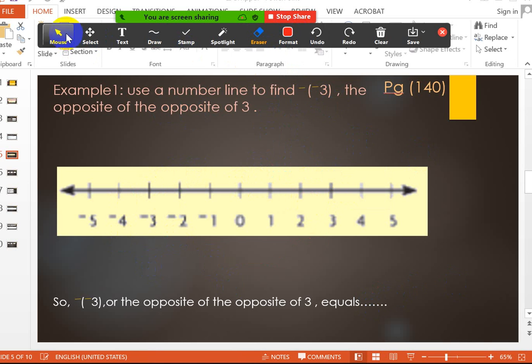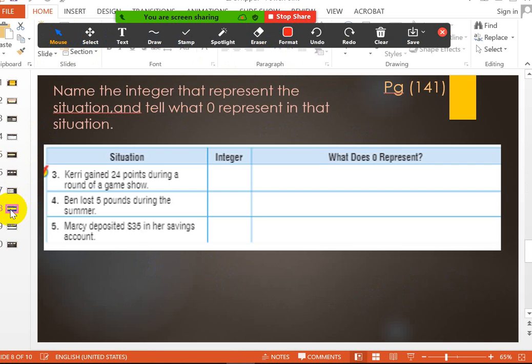Now let's return to the table. This table, the first exercise, yes, we will choose Yusra. Carrie gained 24 points during a round of a game show. I want you to give me the value and the sign. It will be positive or negative. The sign is going to be positive 24. Excellent. Thank you so much, Isra. That's correct.